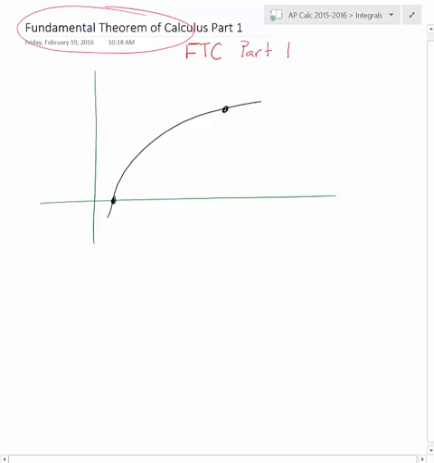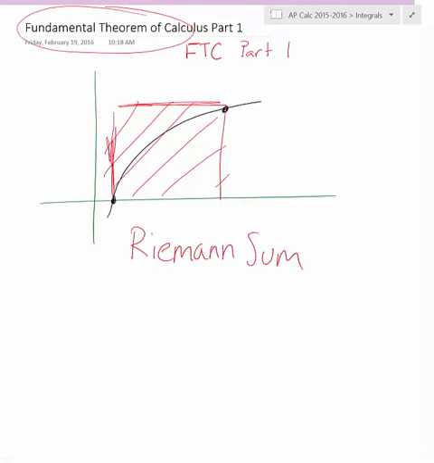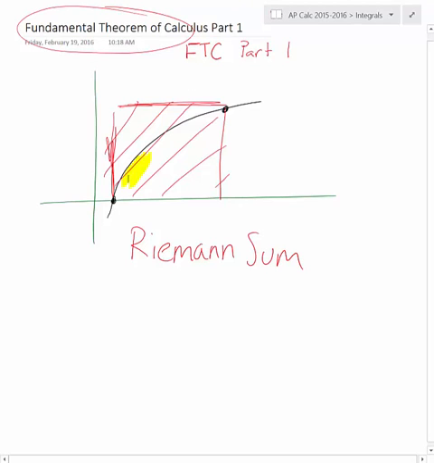Before I tell you what the theorem states, so far when we've been doing an integral, like an antiderivative, we've been changing this into rectangles and getting this whole entire area. And that's a Riemann sum. But as we stated before, that's an approximation. This is just an estimate. What we're really looking for is the exact area under the curve. What under the curve means is just below the curve. So I would want that exact area, and FTC part 1 is going to help us do that.